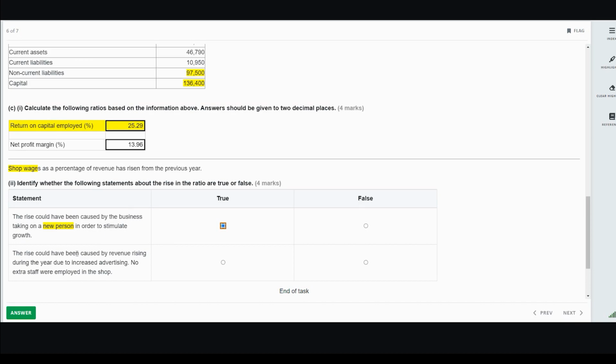The rise could have been caused by revenue rising during the year due to increased advertising. No extra staff were employed in the shop. Well, this has got to be false, because the data states that shop wages as a percentage have risen from the previous year. If you're taking on new staff, that's where your wages increase. Your wages don't increase just through advertising. Advertising would be an expense rather than a wage cost, so that one's false.